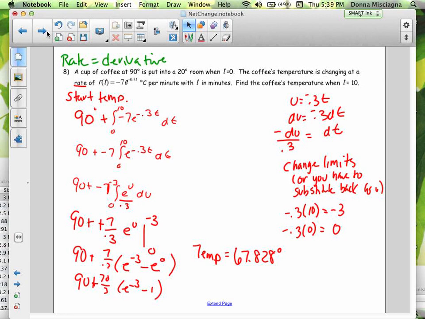Notice the temperature is decreasing, which is what we expect. If you leave a cup of hot coffee sitting there, it's not going to stay the same temperature. So the temperature is now 67.828 degrees, which is way too cold to drink if you ask me. If you have questions on this, this is a very typical type of problem on the FRQ. They'll have at least one of these types of problems I'm going over right now. All right, let's look at the next one.